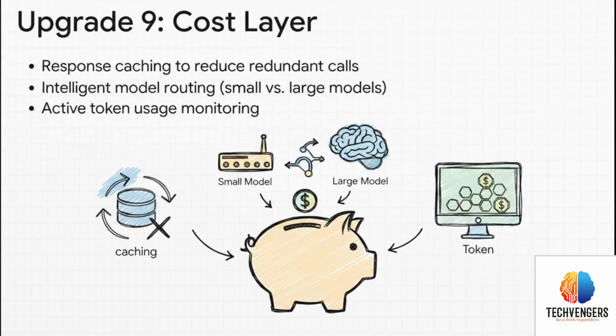And that brings us to our final upgrade. And for a lot of businesses, this might be the most important one of all. Let's talk about the money. Because let's be honest, AI costs can get out of hand fast. So our 9th upgrade is a dedicated cost optimization layer. This can be simple stuff that makes a huge difference. Caching responses so you don't ask the same question twice, routing simple queries to smaller, cheaper models, and keeping a close eye on token usage. This is what makes your AI project sustainable.